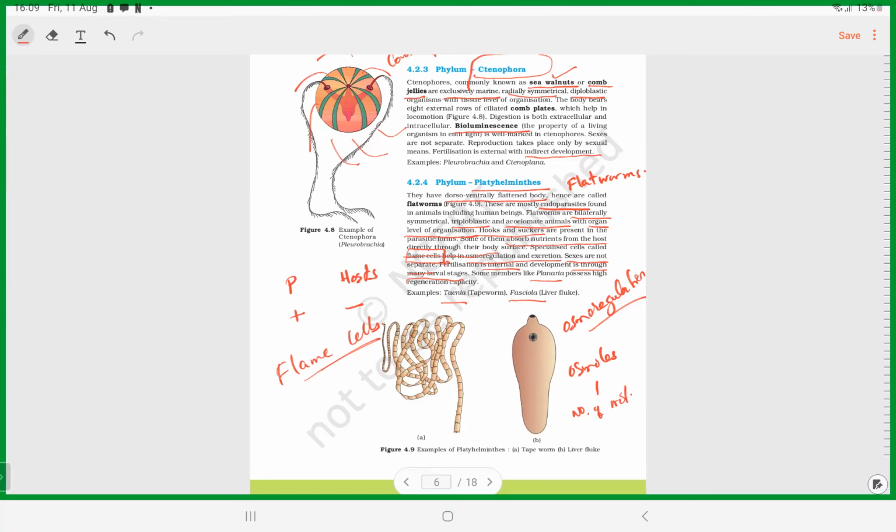See, very simple questions. What are the three types of worms we are seeing here? At least if you know the answer, raise your hand. Platyhelminthes, Aschelminthes, and Annelida, they are the phyla. The common names are flatworms, roundworms, and segmented worms.